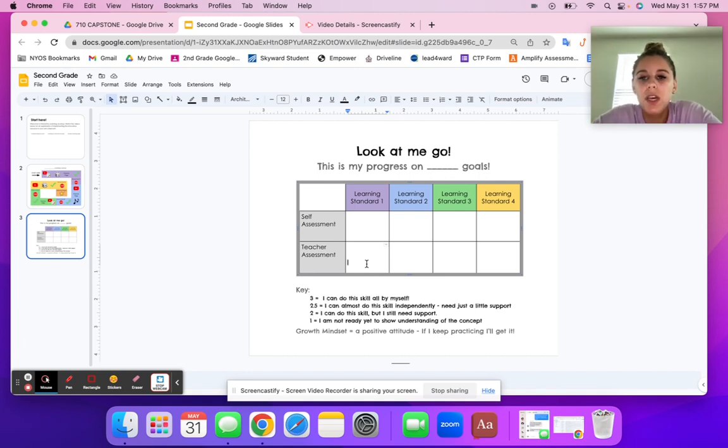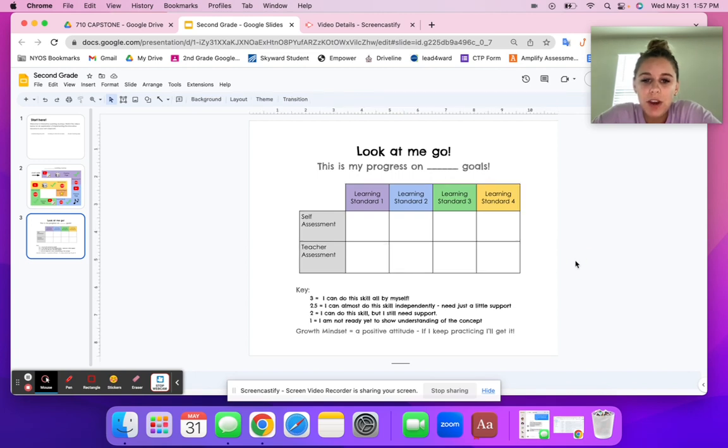So this is the student-facing tracker. And again, I would print this out so the students have a physical copy of it to fill out. It provides the students and the teachers with a great way to keep track of their work and their levels of understanding with the specific skills that you choose.